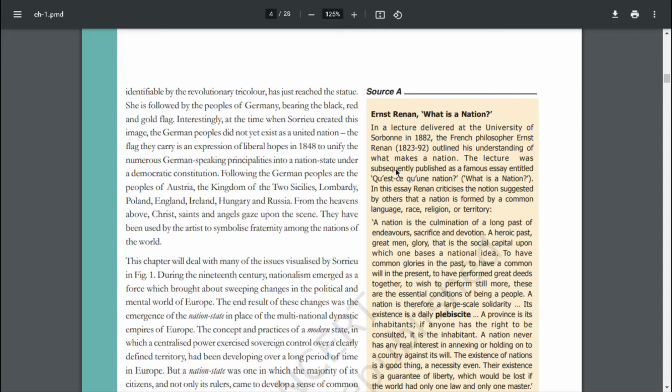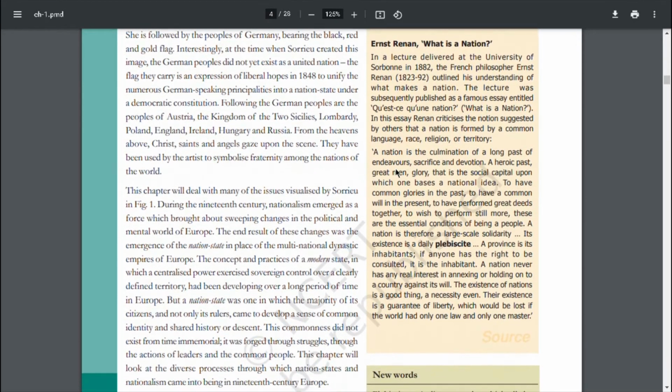She is followed by the peoples of Germany, bearing the black, red, and gold flag. Interestingly, at the time when Sorrieu created this image, the German peoples did not yet exist as a united nation. The flag they carry is an expression of liberal hopes in 1848 to unify the numerous German-speaking principalities into a nation-state under a democratic constitution.